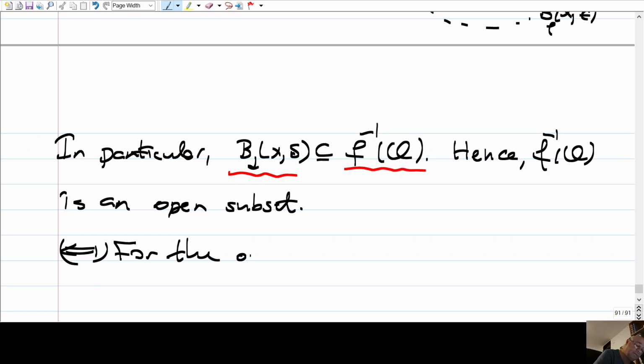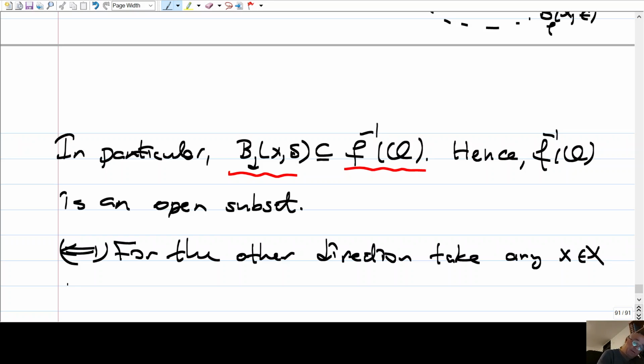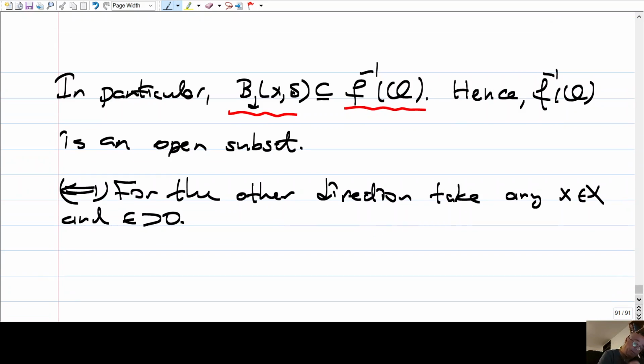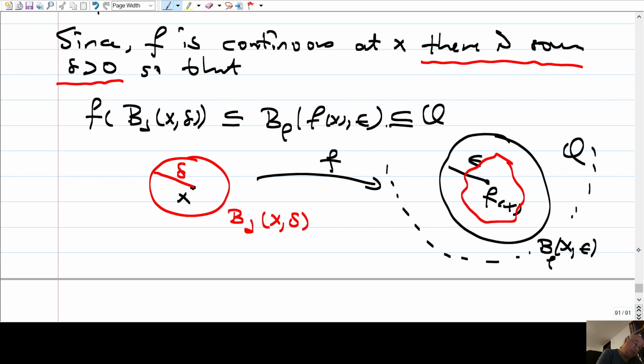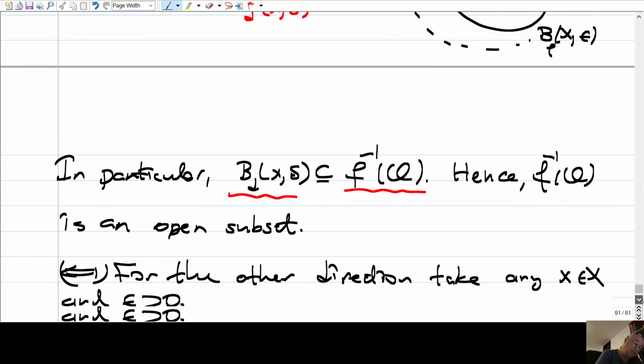For the other direction, okay, we proceed as follows. Okay, take any x in X and epsilon positive. So I have to find what? I have to find the delta so that the delta ball around x is mapped to the epsilon ball around f of x, right? This is what I need to prove, right? I have to prove this. I need to find the delta so that this delta ball is mapped to this epsilon ball. Okay, how can we do this?